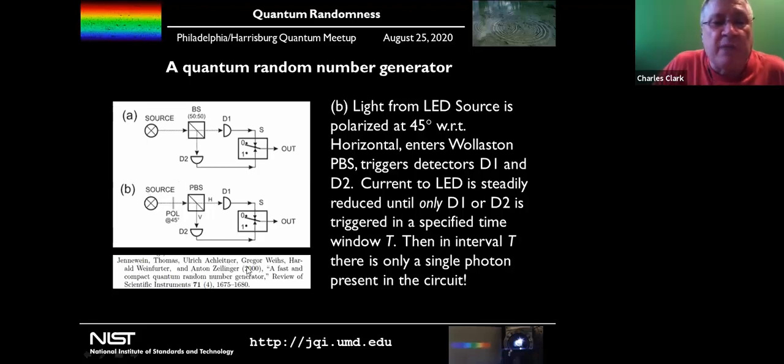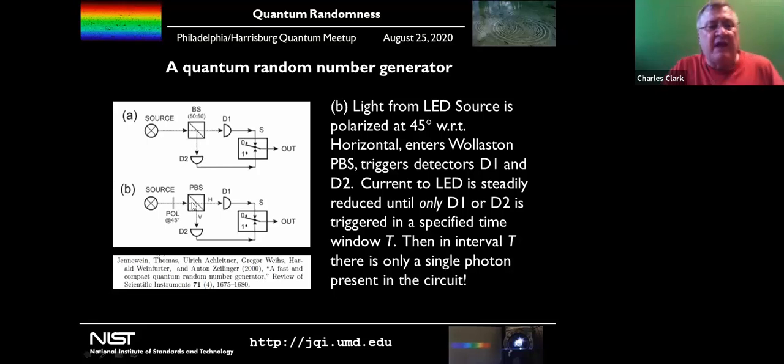So this is a figure taken from a paper published by a group of Anton Zeilinger 20 years ago. It shows two schematics. I'm going to just talk about schematic B, which uses this polarizing beam splitter, exactly the Wollaston prism that we described in the previous slide. So you have an LED source, a light source. Let's say it produces unpolarized light. But the light goes through a polarizer that's set at 45 degrees between the horizontal and the vertical axis. So once again, if that light is at 45 degrees, then it comes out at 45 degrees.